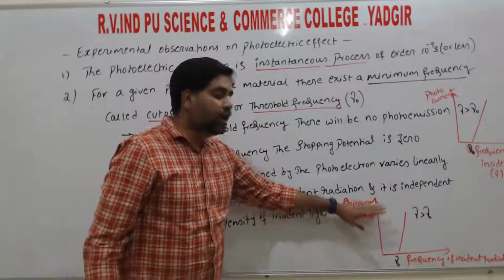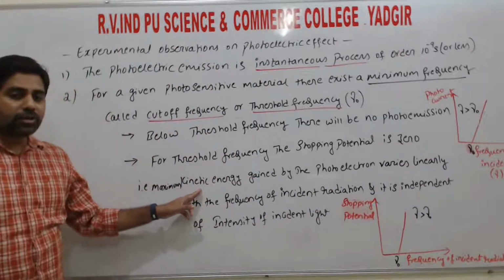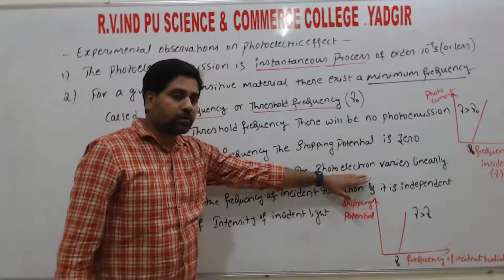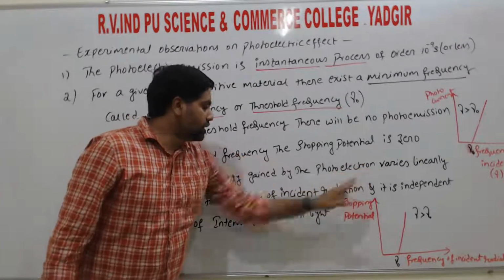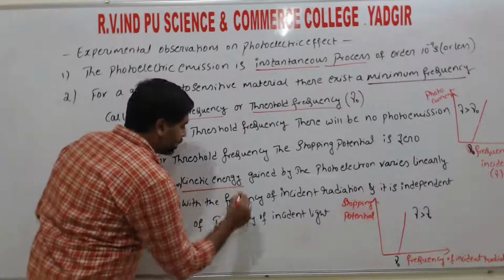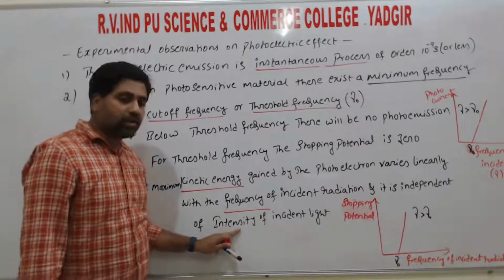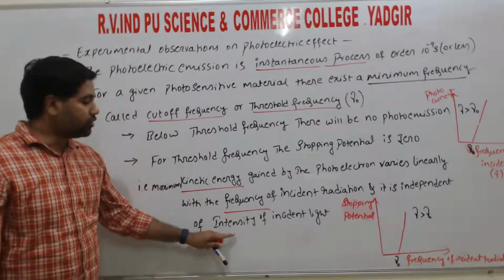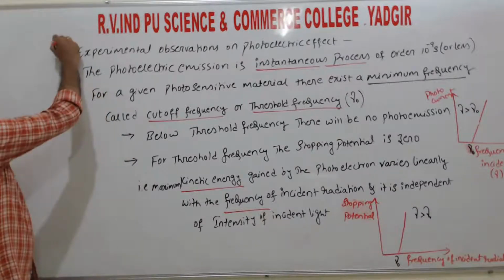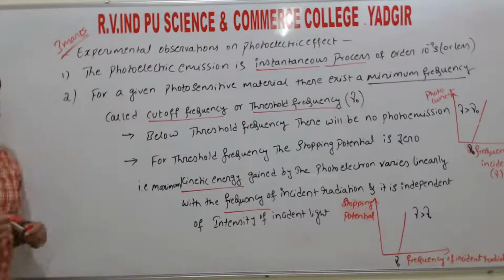That is nothing but as the potential increases, the kinetic energy of the photoelectron also increases, right? This varies linearly with the frequency. That is, kinetic energy varies linearly with the frequency and it does not depend on the intensity. So this one is the second point, right? This one is very important for 3 marks, 7 and 10 marks they ask.